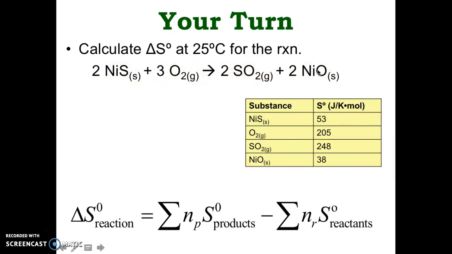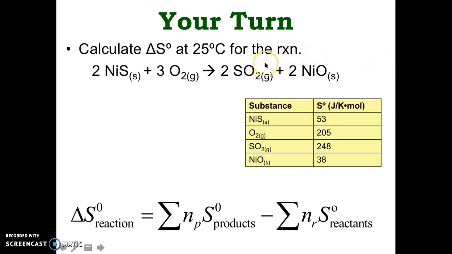In this case, things like oxygen that are in their elemental state still have some disorder, so they are going to have an S value. So please, again, in this case, make sure that you're not just ignoring elemental substances, but you're actually looking up the S values of all of these substances.